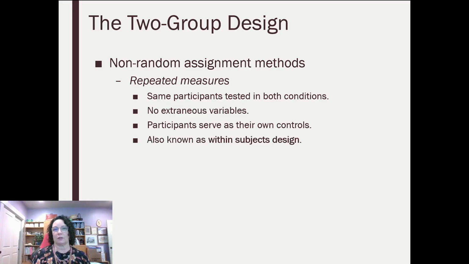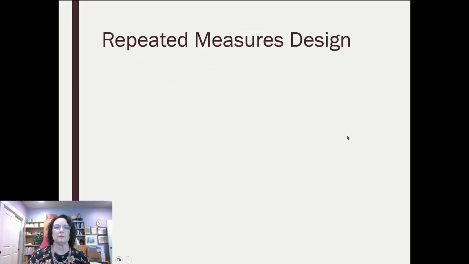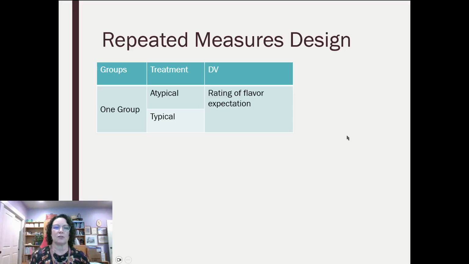You may learn in your next level training, either stats or research methods that's more advanced, that this is called within subjects, because in statistical terms, it's called within subjects. In design terminology, it's called repeated measures, same exact thing. So what's involved in this kind of design? So you have one group who, let's say with the Jelly Belly design, they experience the cherry one and they experience the Tabasco one. And for each of those, they produce a rating of the flavor expectation for each of those Jelly Bellies.